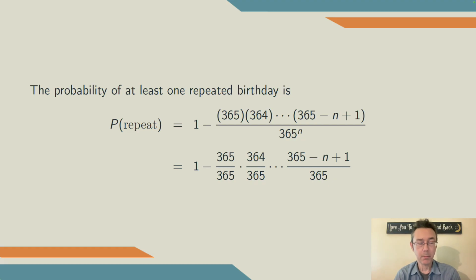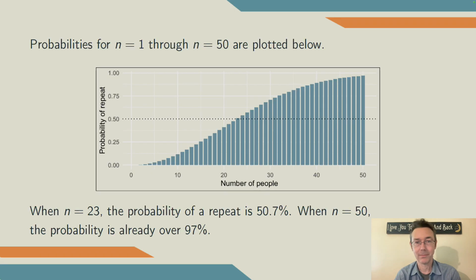To compute the probability of having at least one repeated birthday, we'll do 1 minus the probability that there is no repeated birthday. And that probability is going to be the number of ways we can have no repeats divided by the total number of possibilities. With a little bit of algebraic simplification, just neatening things up, we get 1 minus 365 over 365 times 364 over 365, etc., until that product has n terms.